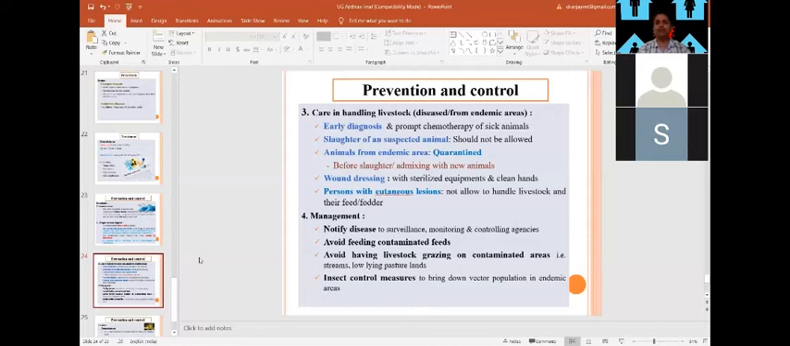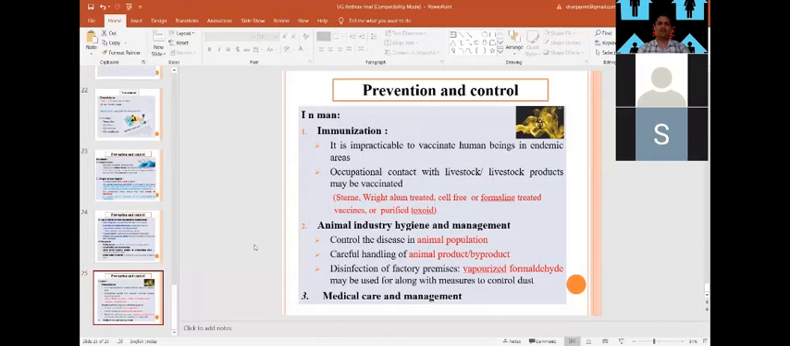Notifiable disease means those diseases which, if you detect, identify or diagnose them in field conditions, you have to report to your higher officer. So reporting of these notifiable diseases is compulsory. Notify the surveillance, monitoring and controlling agency or your higher officers, avoid feeding of contaminated feeds, and avoid grazing on the contaminated areas. Insect control measures may be adopted.